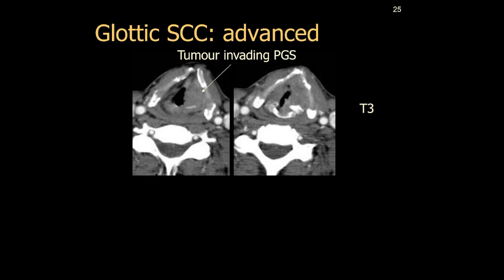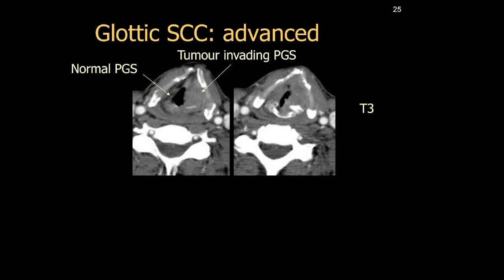This is a more advanced glottic cancer. Here you can see a large, bulky transglottic tumor invading the paraglottic space on the left side, which is completely effaced. You can compare it with the normal fat-containing paraglottic space on the other side.